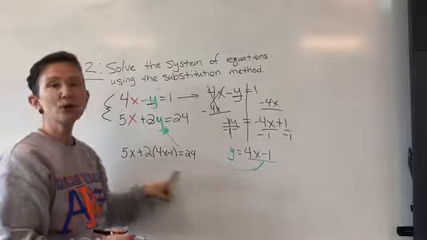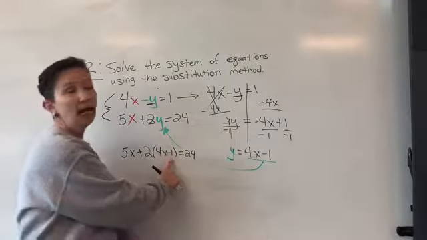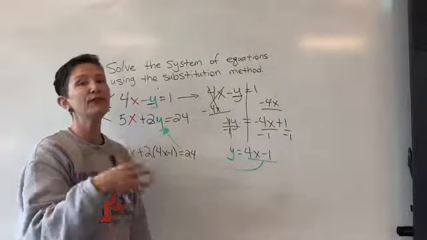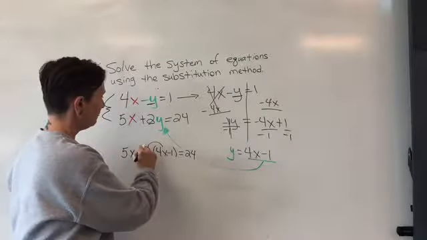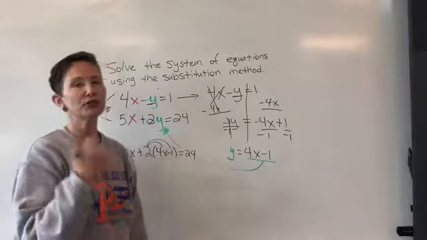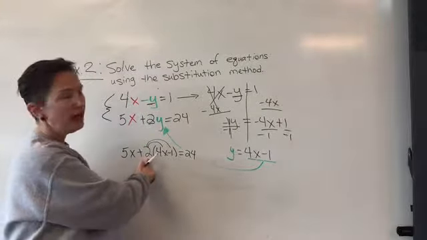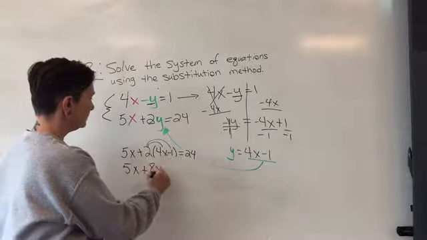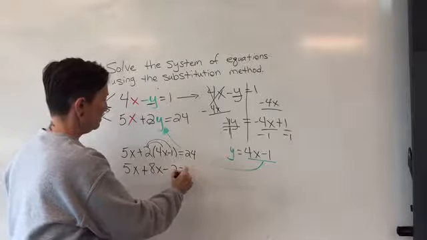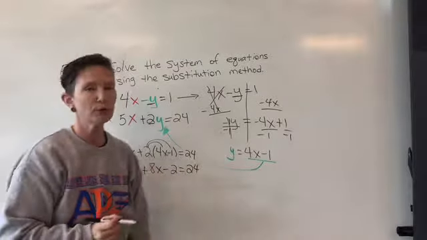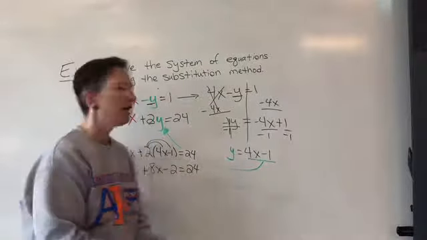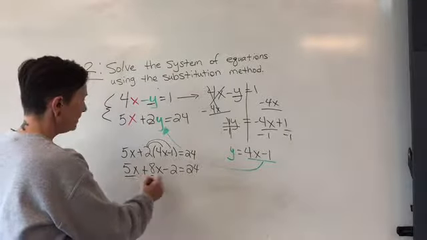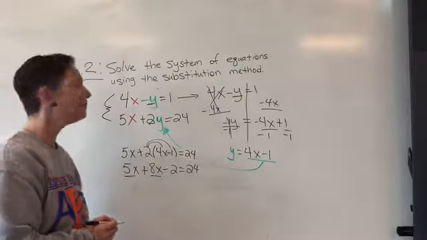So let's solve this equation. Now I have one equation and one unknown. Let's solve this for x. First thing I want to do is distribute this 2 on the outside of the parentheses. So 5x plus 8x minus 2 equals 24. I'm going to combine any like terms that I have.